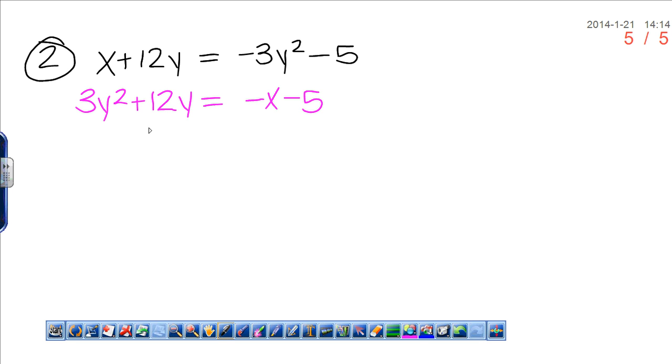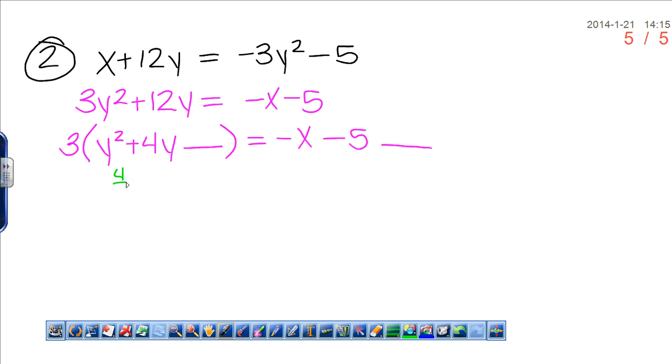Okay, before I complete the square, what do I have to remember? Yeah, you have to pull out the 3. You cannot complete the square if there's a coefficient other than 1 to your squared term. So I'm going to have this be 3 times y squared plus 4y, and now I'm ready to complete my square. So I'm going to take my b value, which is 4. I'm going to half it, and I'm going to get 2. Box it, square it, and I get 4. I'm going to write it in as positive 4.